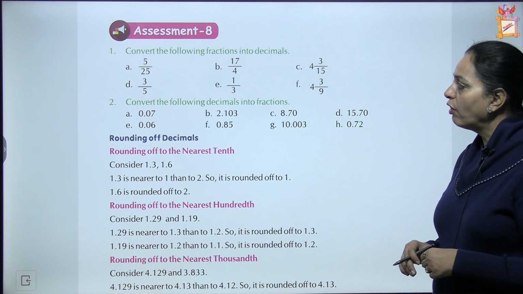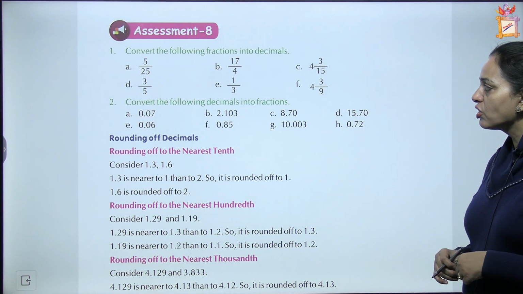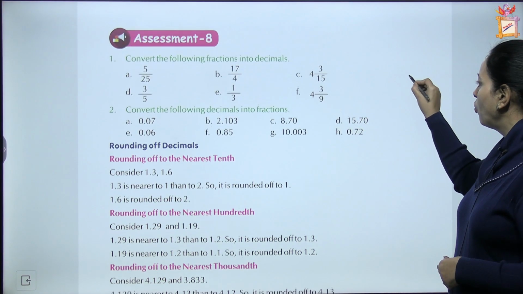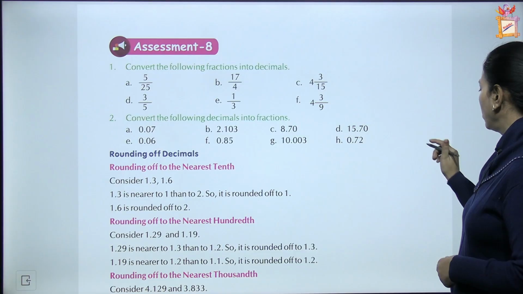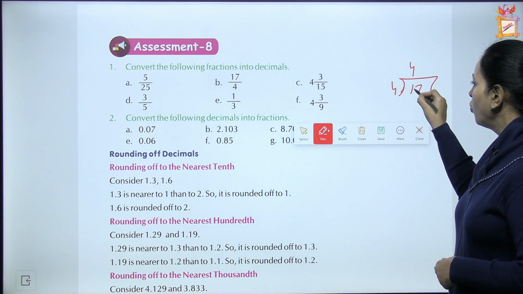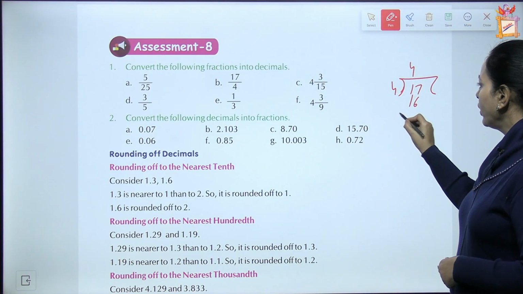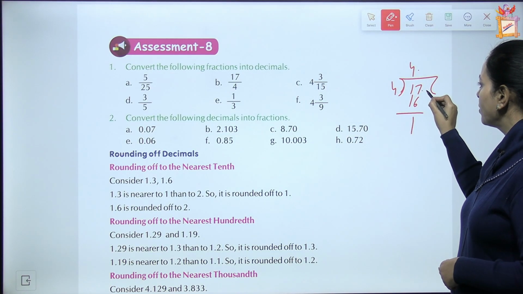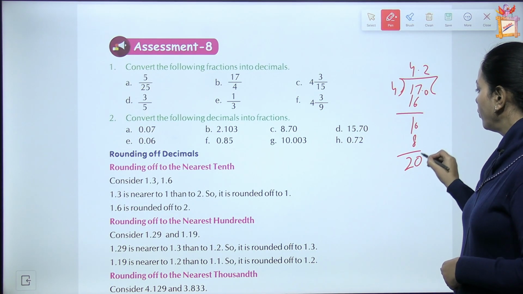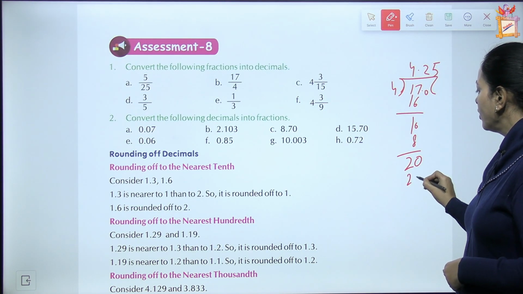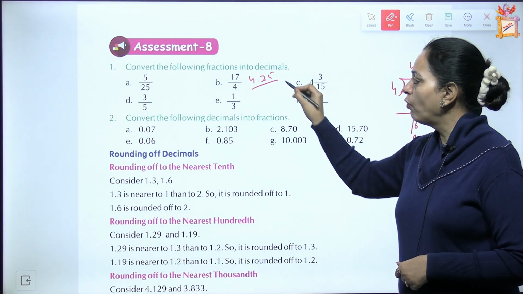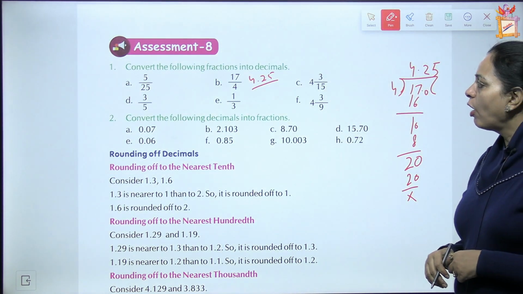Like assessment 8, the first one, convert the following fractions into decimals, like b part 17/4. So what to do? 17 divided by 4, 4 4s are 16. Now we are getting 1 here, so put the decimal. So 4 2s are 8. Now 4 5s are 20. So answer is 4.25.